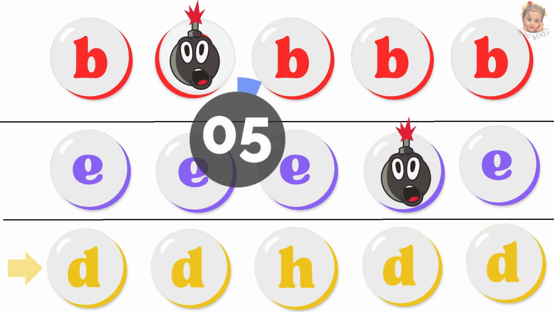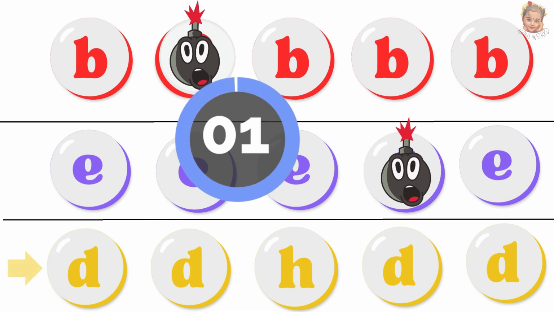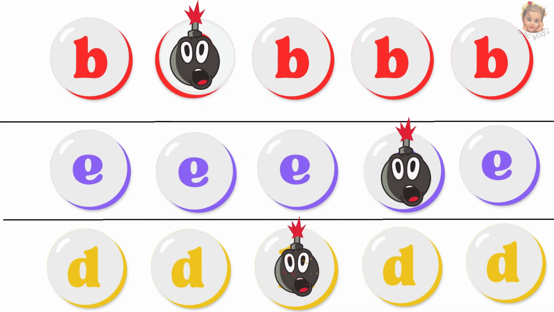In third row, which is the odd one? Can you guess it? Yes, H is the odd one. You can see more examples.